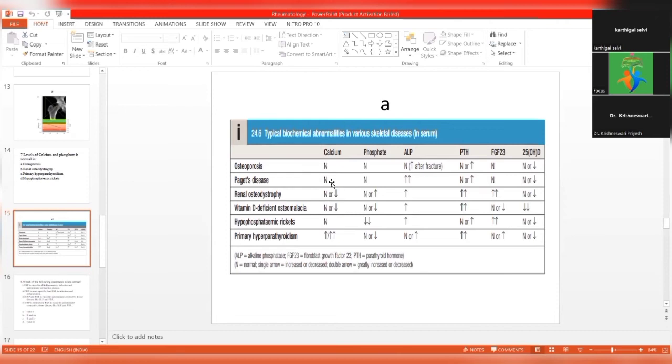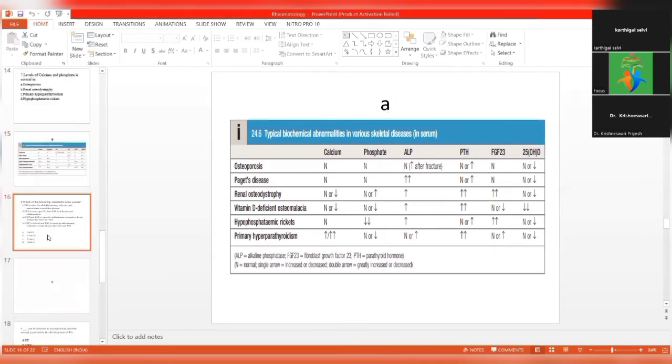So you see all these things, normal: Paget's disease and osteoporosis. We think that in osteoporosis there is reduced bone mineral density, so there will be reduced calcium. No, in osteoporosis, bone mineral density is reduced, but serum calcium and phosphate are normal. In Paget's disease, we think there is increased turnover of bones, so there will be reduced calcium. No, in Paget's disease, calcium and phosphate are normal. Also in hyperphosphatemic rickets, there is normal calcium. In primary hyperparathyroidism, calcium may be increased more due to more resorption of the bones.